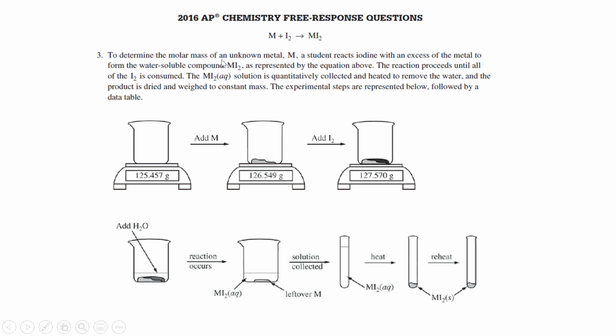We've got an unknown metal, M. We don't know what it is. Could be calcium, could be iron. And we're trying to figure out the molar mass of it. In order to do this, the student reacts it with iodine, and notice that the metal in this case is in excess. So it reacts with an excess of the metal, and that tells us that the iodine is limiting, which is useful to know because the limiting reactant determines how much product is made. So since iodine is limiting, if we can later figure out how much product we made, we can figure out how much iodine there was. So keep that in mind.